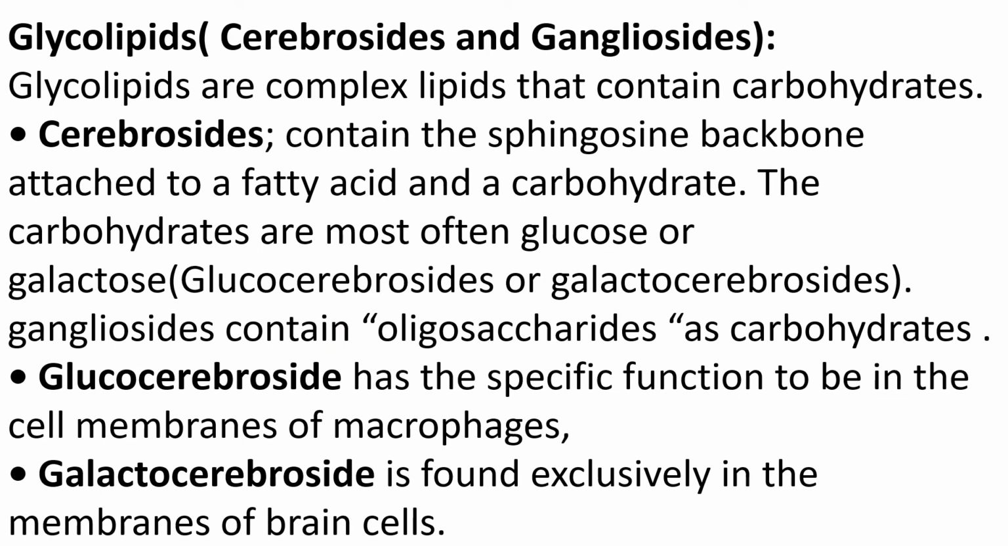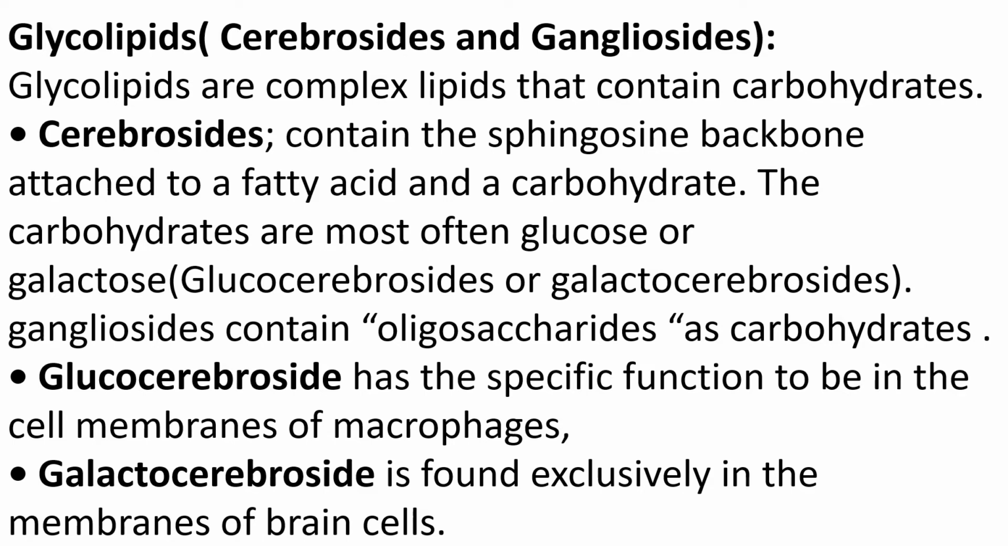Glycolipids can be subclassified as cerebrosides and gangliosides. You have to understand the difference between cerebrosides and gangliosides. In cerebrosides, as we saw, the basic structure is ceramide. What is ceramide? It is a combination of sphingosine with a fatty acid. This is the basic structure.